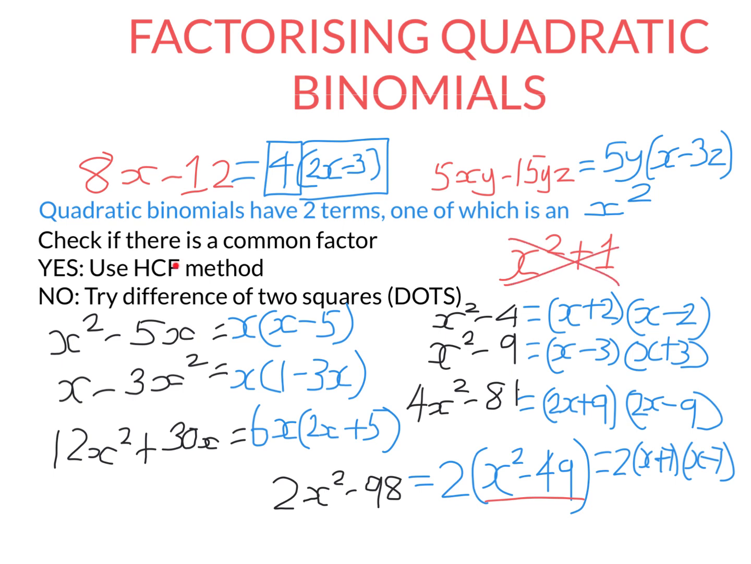So just because you can't use the highest common factor, it doesn't necessarily mean you can use difference of two squares. Try the highest common factor method. If you can't do that, try difference of two squares. If you can't use either, it either can't be factorized or you've made a mistake.